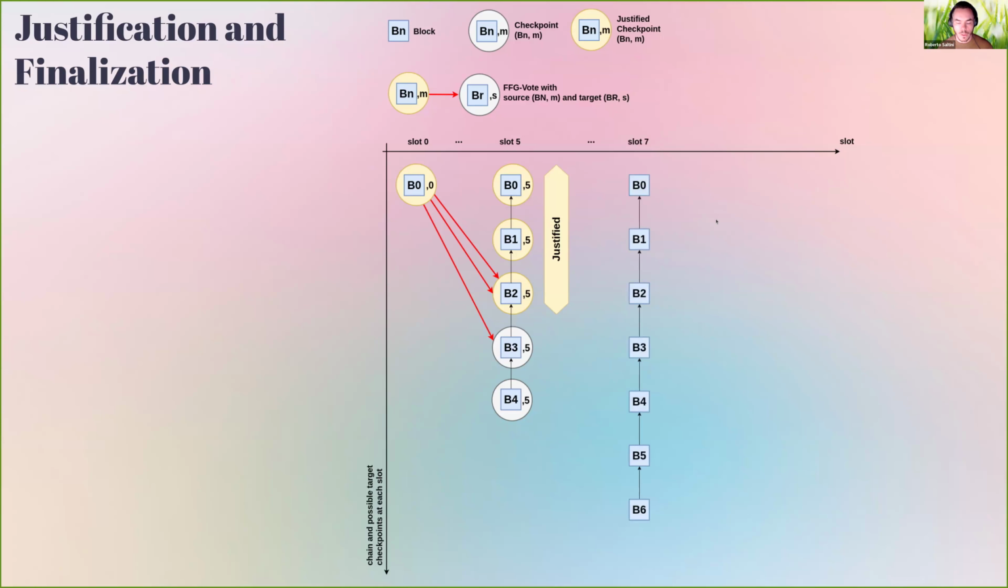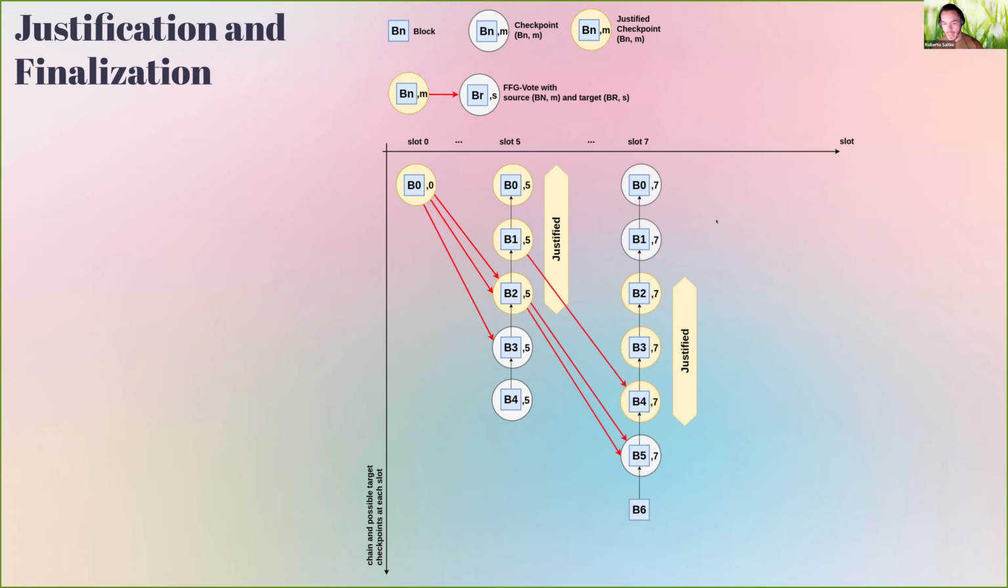Now, if we move to slot 7, we have, for example, a longer chain. Again, here we can pair any of these blocks with slot 7 to create a checkpoint. Assume we have this condition with these additional FFG votes. These additional FFG votes will justify, using the same rules as before, checkpoints B47, B37, B27.